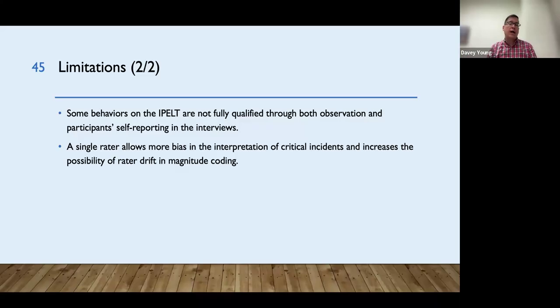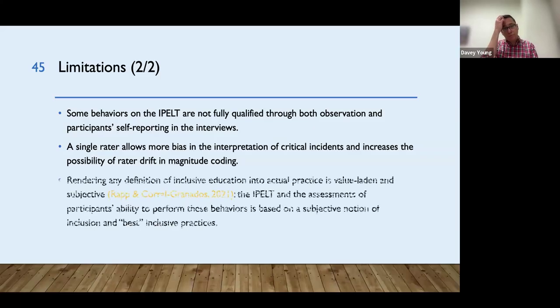And so this allows for more bias in the interpretation of critical incidents and increases the possibility of rater drift and magnitude coding. If there had been a second or third observer and we were all giving our own magnitude scores and then averaging all of those, we would have more reliable results.